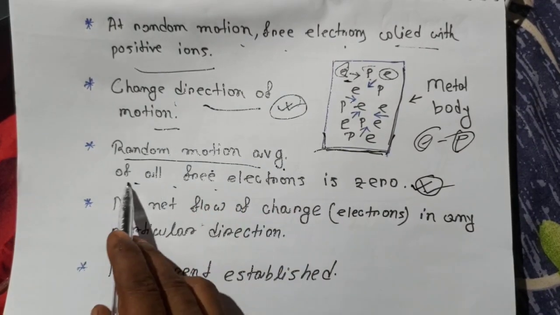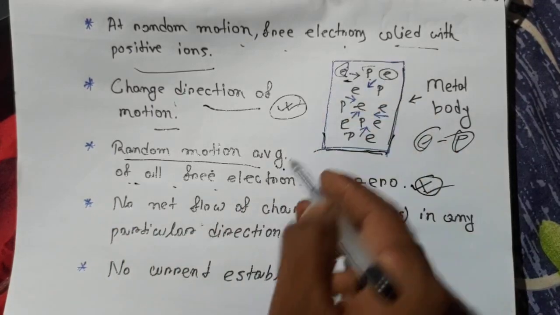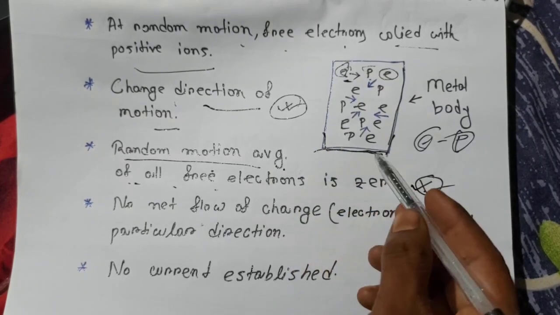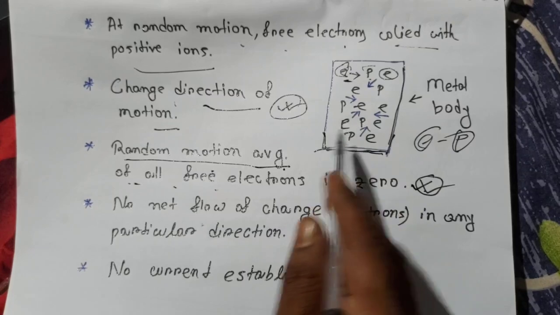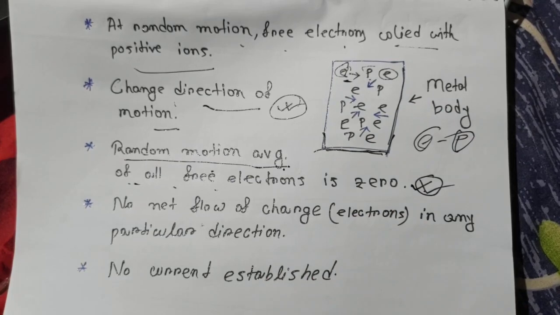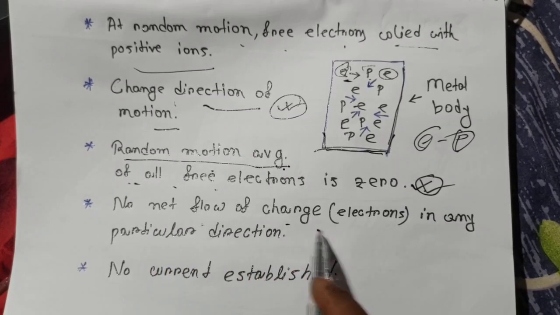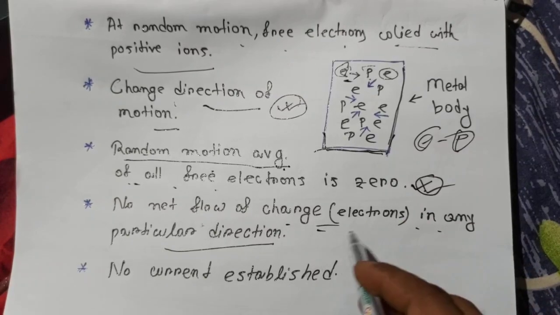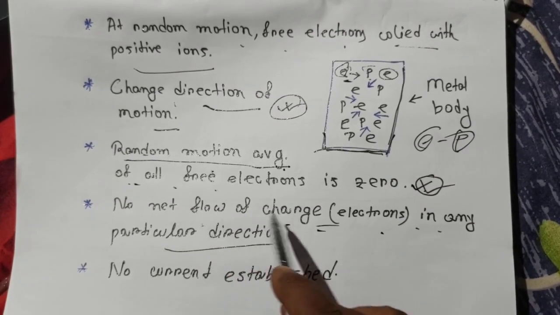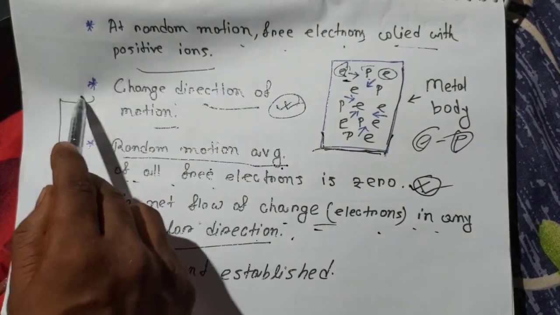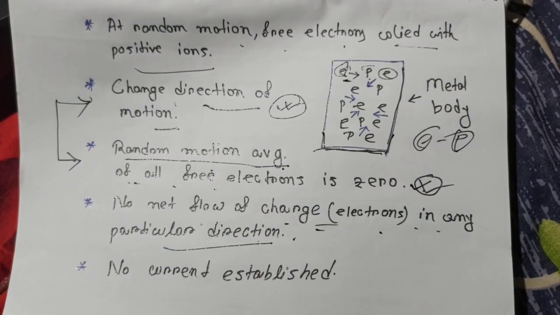Random motion means the free electrons are moving continuously. That is the random motion. The average random motion of all free electrons is 0. Then there is no net flow of charge or electricity in any particular direction. We just said that, no net flow of charge in any particular direction because of these two conditions.